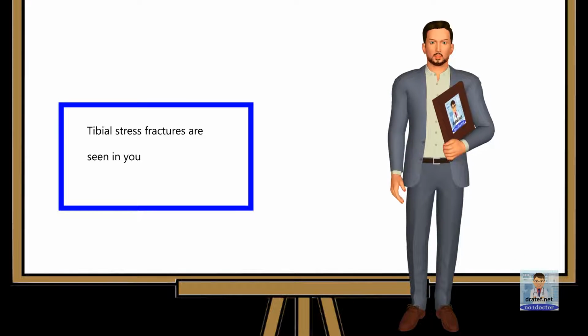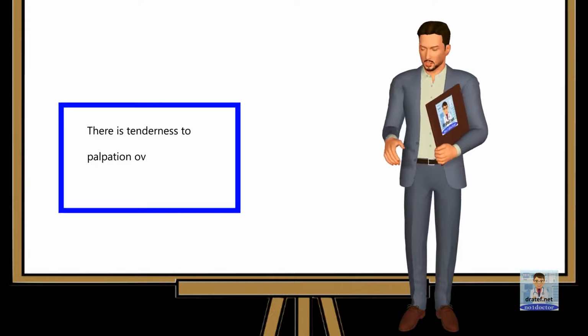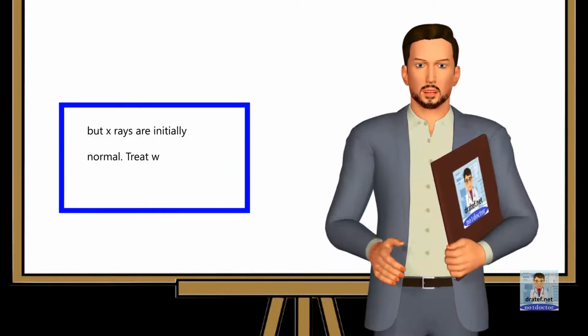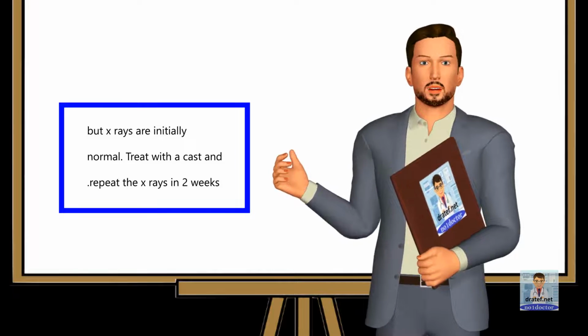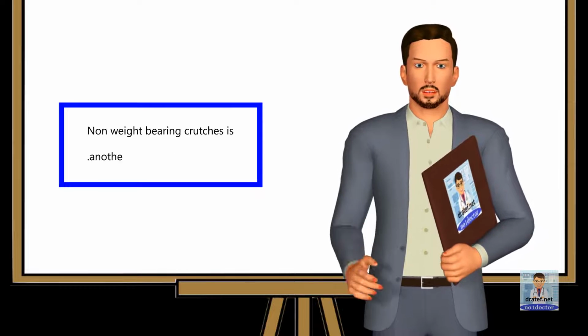Tibial stress fractures are seen in young men subjected to forced marches. There is tenderness to palpation over a very specific point on the bone, but X-rays are initially normal. Treat with a cast and repeat the X-rays in 2 weeks. Non-weight-bearing crutches is another option.